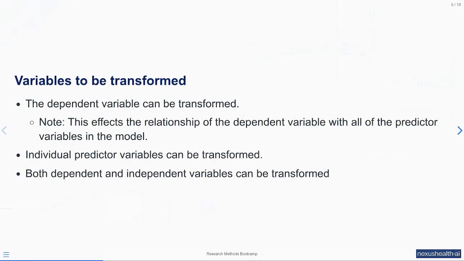What kind of variables can be transformed? We can transform the dependent variable. We can transform individual predictor variables. We can transform both dependent and independent variables. When we transform the dependent variable, we need to understand that this will affect the relationship of the dependent variable with all of the predictor variables in the model. So that's a significant impact of transforming the dependent variable.